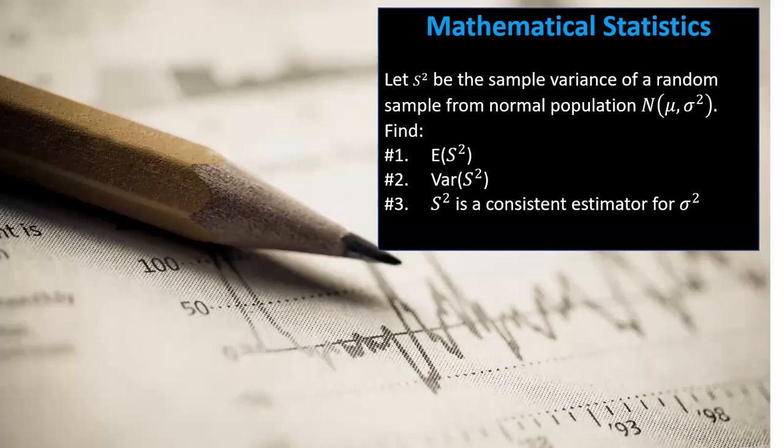We want to find three very common items we frequently deal with for the sample variance. First, I want to find the expected value of the sample variance. I want to find the variance of the sample variance, and then I want to show the sample variance is a consistent estimator for sigma squared. Okay, let's go to our whiteboard and start to work on this problem.